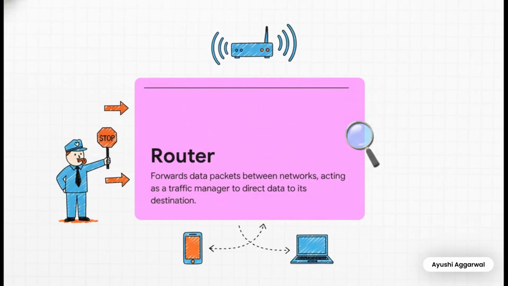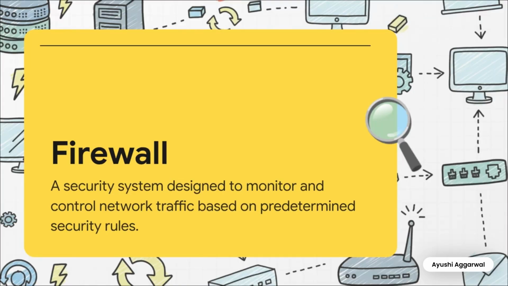Your Wi-Fi device at home? That's a router. It works like a traffic cop, directing the data coming from the internet to the correct device in your home, whether that's your phone, your laptop, or your TV. And finally, we have the firewall. This is basically the security guard for your network. Its job is to monitor all the incoming and outgoing data traffic based on a set of security rules to make sure no unauthorized access can happen.